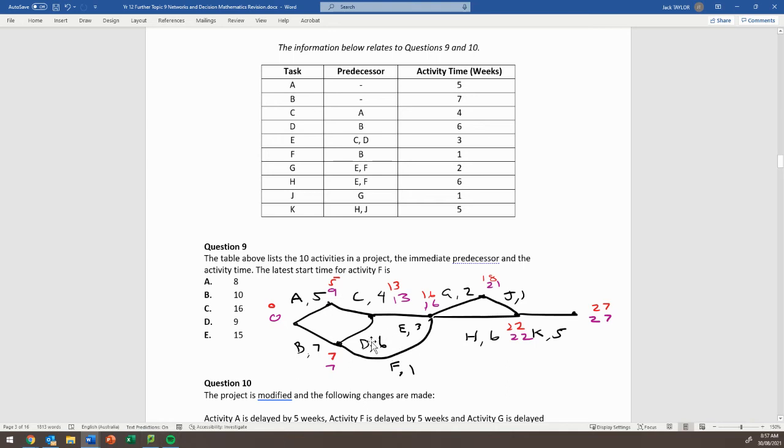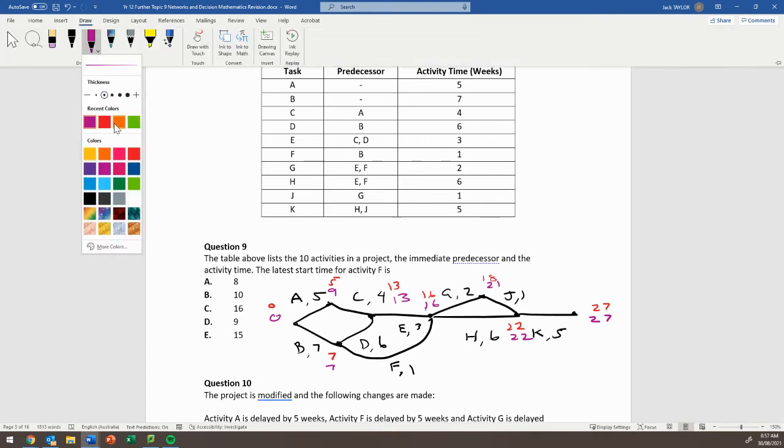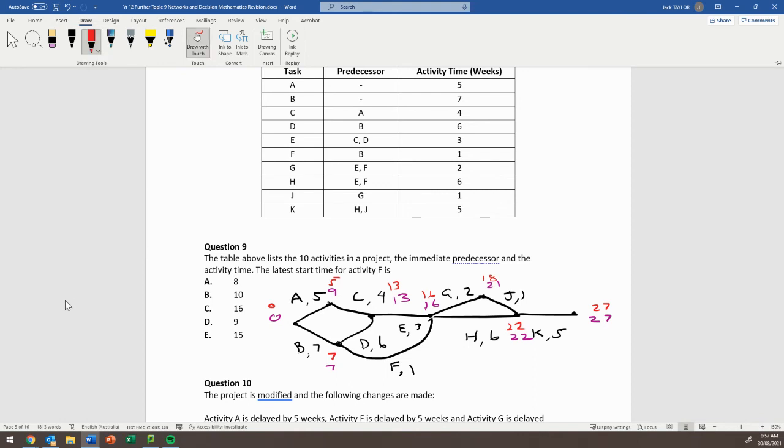All right, so the latest start time for activity F. The time in front of it is 16. It has a time of 1. So 16 take 1. Therefore, the latest start time for F is 15.